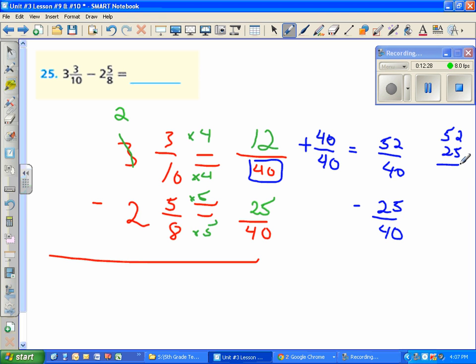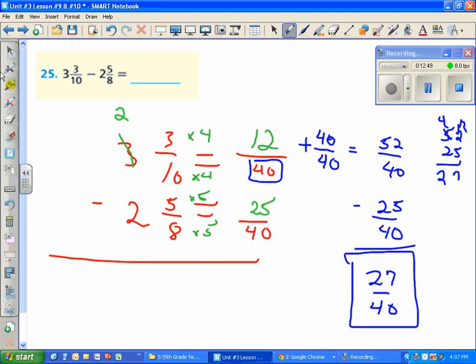I have to borrow, make it out of 4, make that a 12. 12 minus 5 is 7. 27 over 40. Don't forget about 2 minus 2, which is 0, so your final answer is 27 over 40.